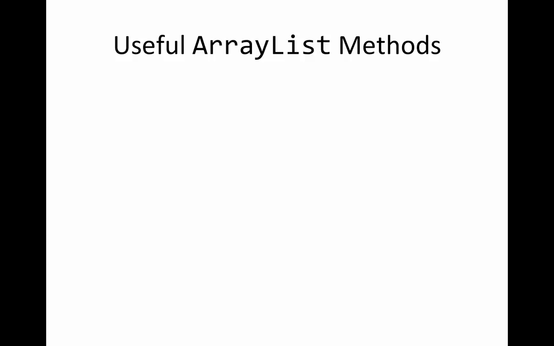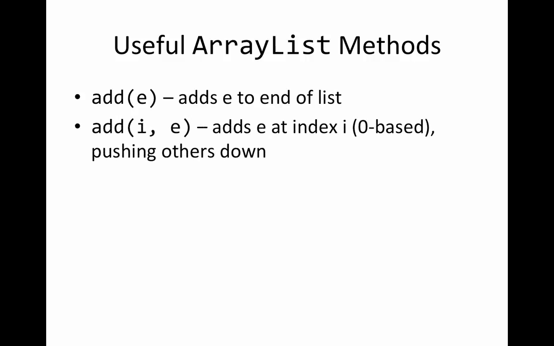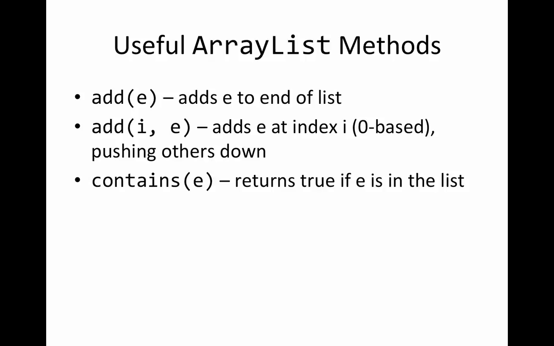ArrayList has many useful methods that make it possible for us to access items, add items, and so forth. This is one of the add methods that it supports, and it will add the element E at the end of the list, or we can specify at which particular index to add the element E. And like usual, index numbering starts from 0.